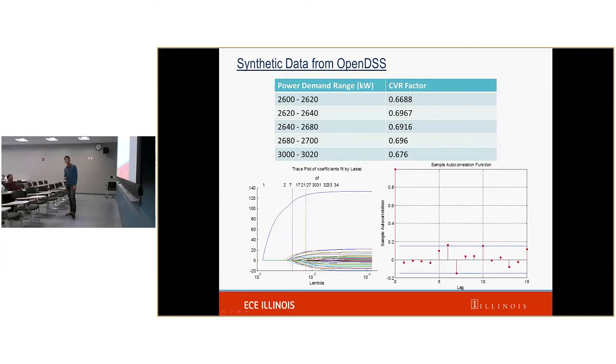And our CVR factor comes out to be 0.69, which is very close to the known CVR factor. We did this over different power demand ranges. They all come out to be roughly 0.7. And it shows pretty much, because 0.71 is the known value, and they are very close to 0.71. So it's pretty good.